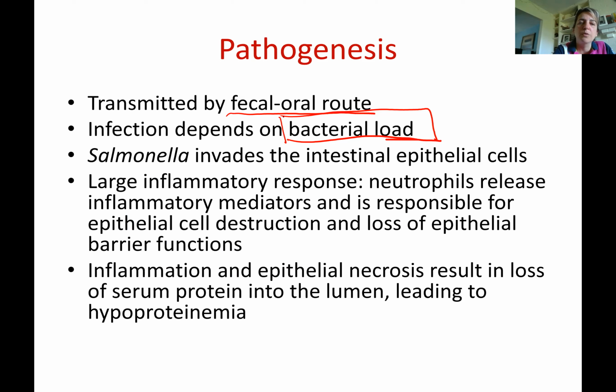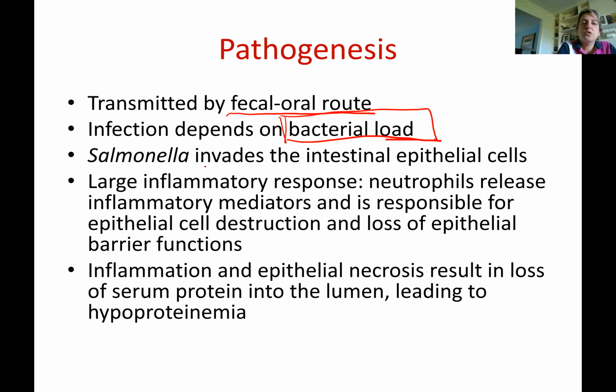The bacterial load: if you ingest 1 little bacterium, it's probably not going to cause any disease. If you ingest 1 billion bacteria, it is going to cause disease. But if you ingest 100 billion bacteria, then definitely your disease is going to be more severe than the one that has ingested just a billion or whatnot.